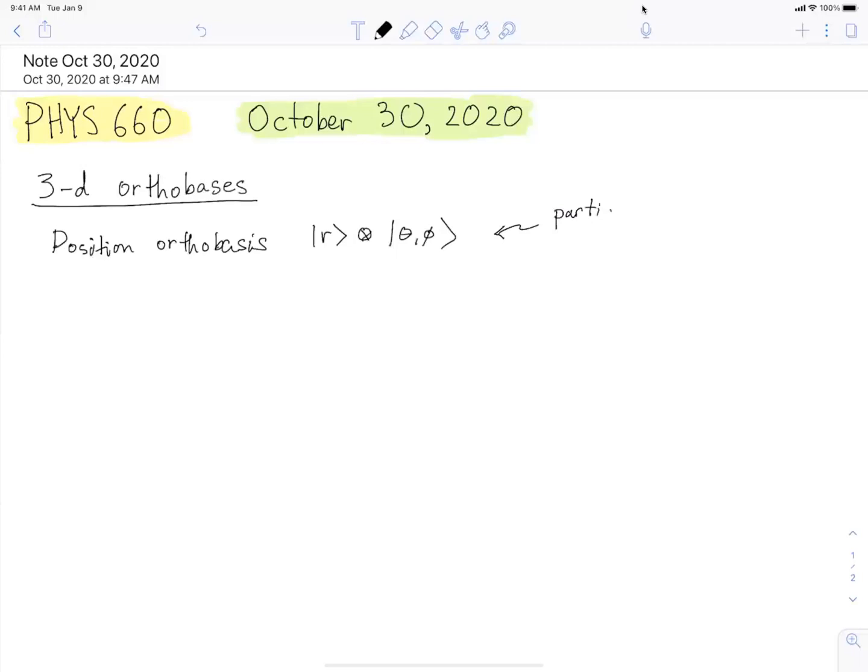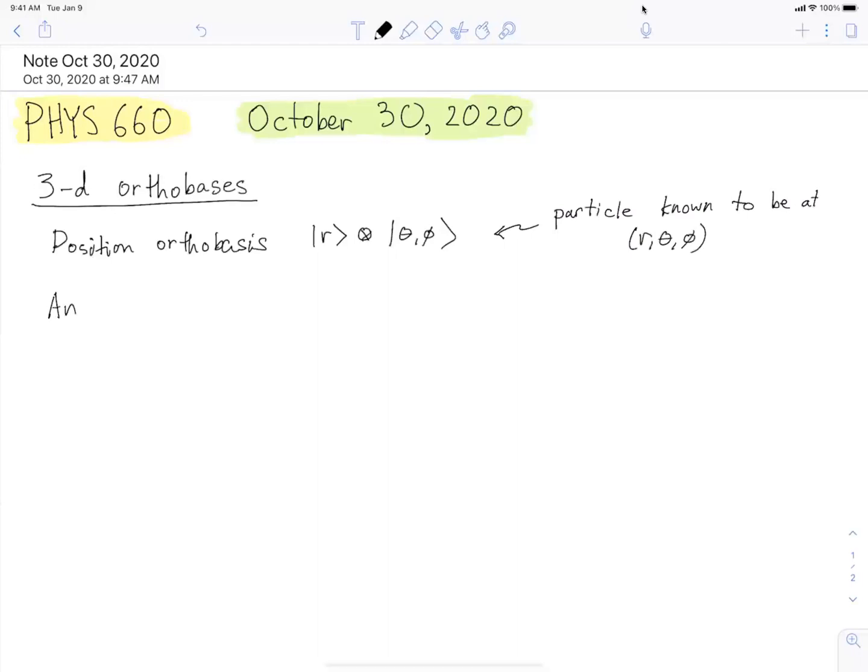of two types. One is the position orthobasis, and that we're going to write, or we have been writing, as a tensor product of r cross theta and phi. We're separating out r from the angular coordinates for future convenience, but the elements of this basis describe states where the particle is known to be at some specific position. So, particle known to be at the point r, theta, and phi in spherical coordinates.